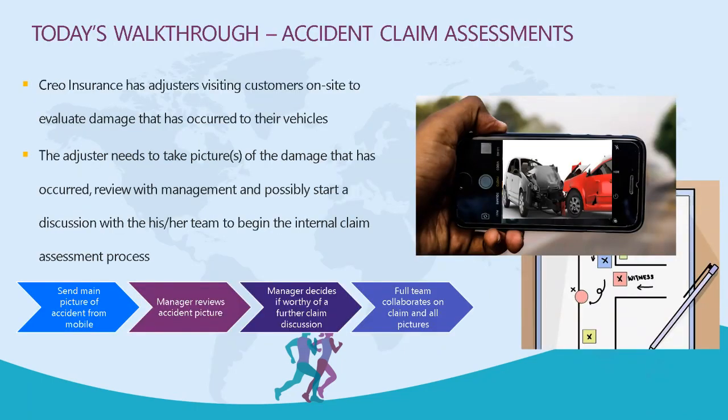Today's walkthrough is about accident claim assessments. We've got a fictitious insurance company. We'll call it Creo Insurance because my company is called Creo Spark. We've got adjusters visiting customers on site to evaluate damage that has occurred to their vehicles. When the adjuster visits you on site, they really want to take a picture of the damage that has occurred and then review it with management.